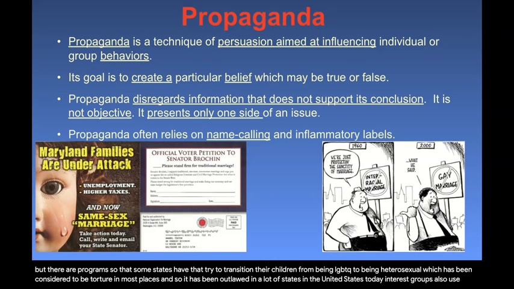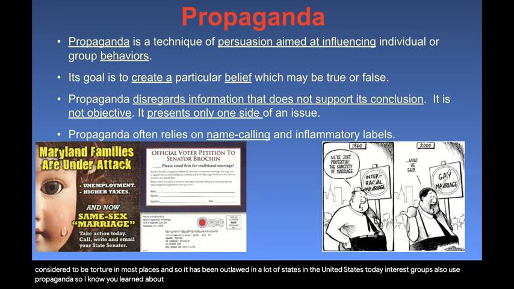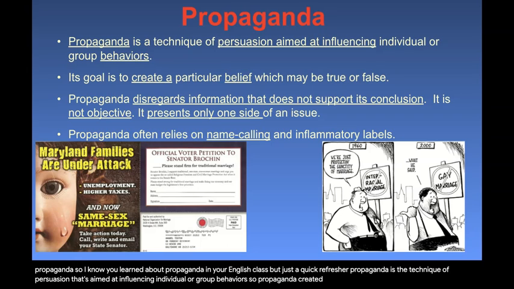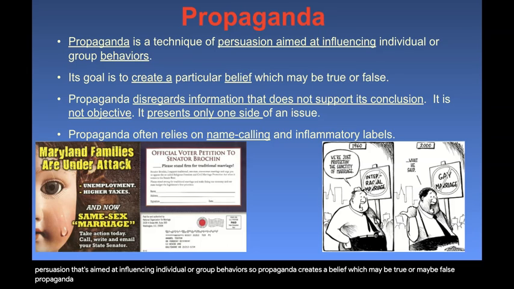Interest groups also use propaganda. I know you learned about propaganda in your English class, but just a quick refresher: propaganda is a technique of persuasion that's aimed at influencing individual or group behaviors. Propaganda creates a belief, which may be true or may be false. Propaganda disregards information that does not support its conclusion. It's not objective, it presents one side only. Sometimes it refers to things like name calling or inflammatory labels.